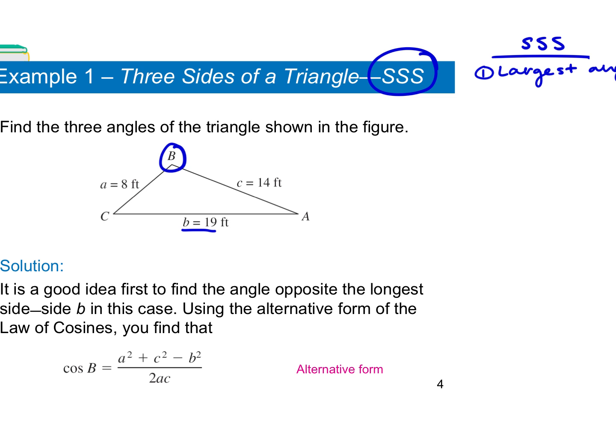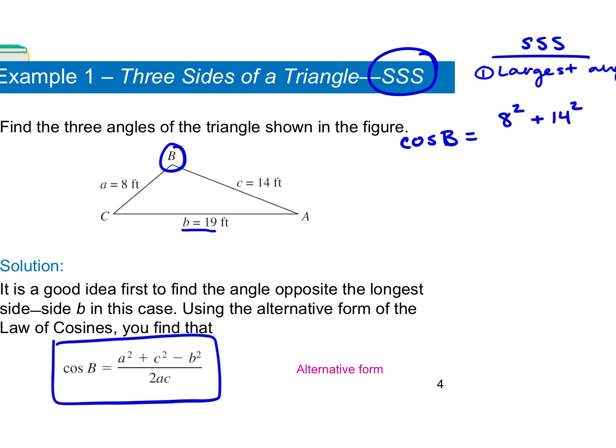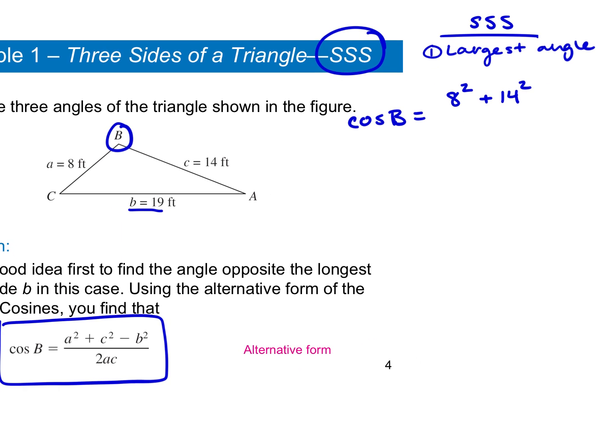So our formula that we're going to use, it actually wrote it down here for us, is this one. So cosine of B is equal to a squared, so that's 8 squared, plus c squared, 14 squared, minus 19 squared, over 2 times a times c, so 2 times 8 times 14.